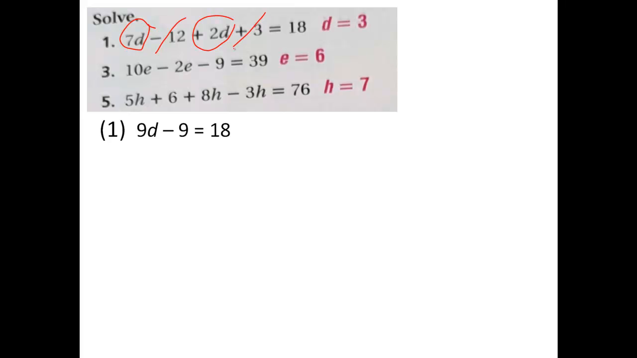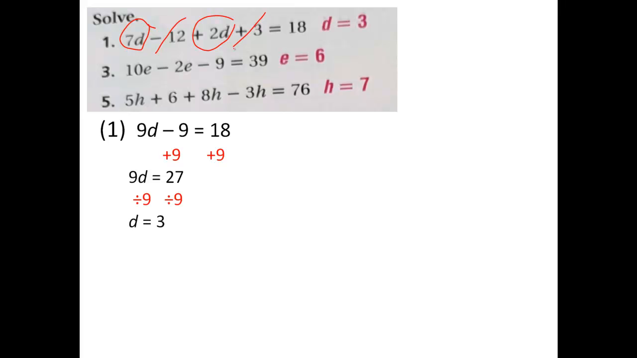Now it came to be a normal equation, a small equation as we talked before. 9d minus 9 equals 18. What will we do with the 9 first? What is the relation between 9 and d? It's subtract or minus, so we will add 9 on both sides. So here 9d, and negative 9 plus 9 will be 0, equals 18 plus 9. This will be 9d equals 27. Now what is the relation between 9 and d? It's multiplication, so we will divide by 9 on both sides. It will be d equals 3.